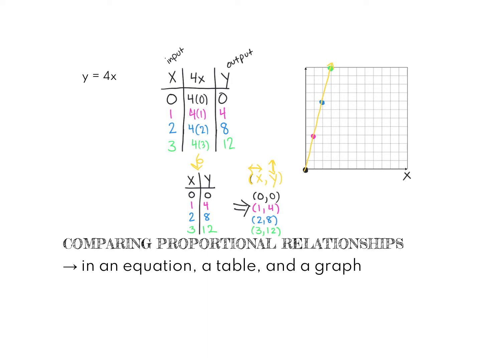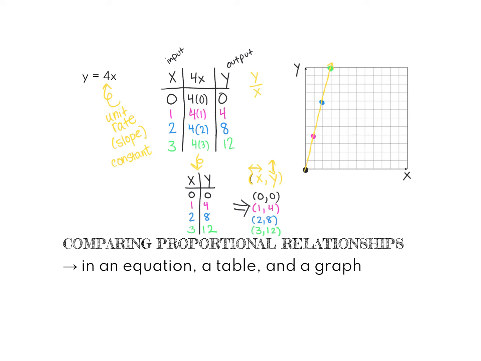I also should have labeled my x and y axis. So when we look at this relationship in 3 different forms, right here, this value, this 4, is my constant or my unit rate. We will also call it the slope. It has so many names. It's the constant here. When we look at it in a graph, we're still looking at the unit rate, and we're still taking our y divided by our x.